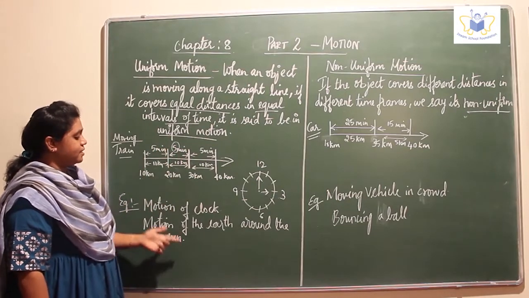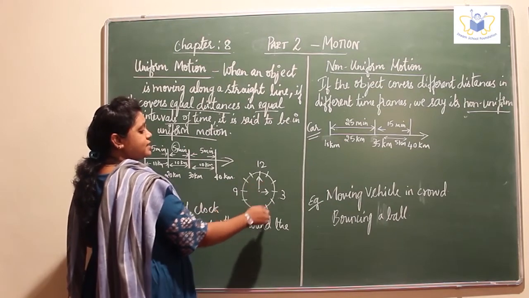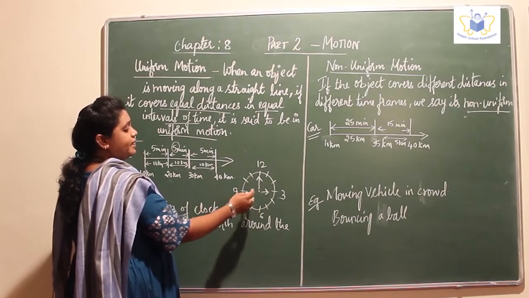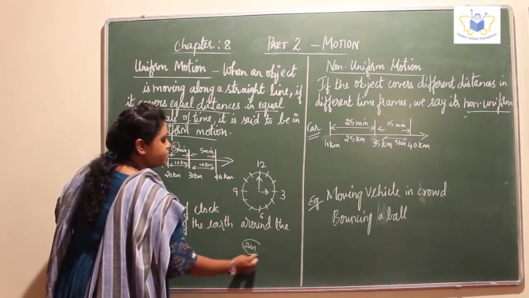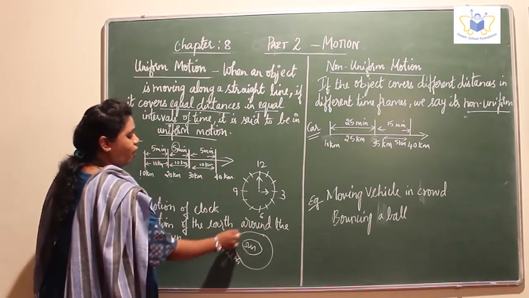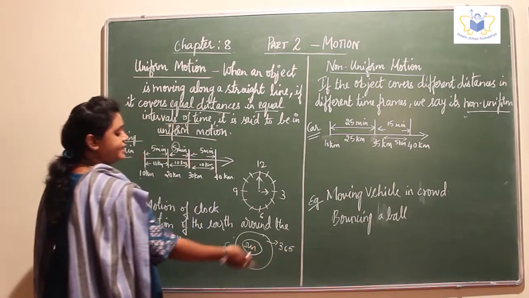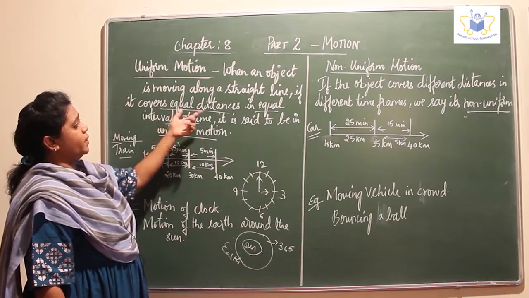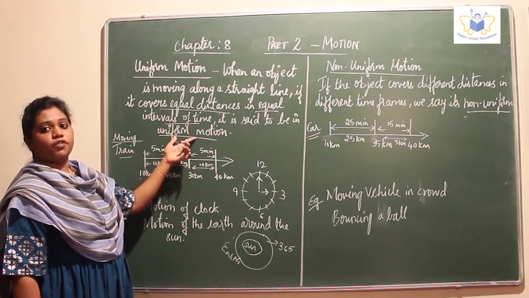In real-life examples, there is the motion of a clock. When we see a clock, the motion is the same, meaning equal distances are covered in equal time intervals. Similarly, the motion of the earth around the sun. The earth is revolving around the sun and it takes 365 days. So this is uniform motion. Motions which cover equal distances in equal intervals of time are called uniform motion.